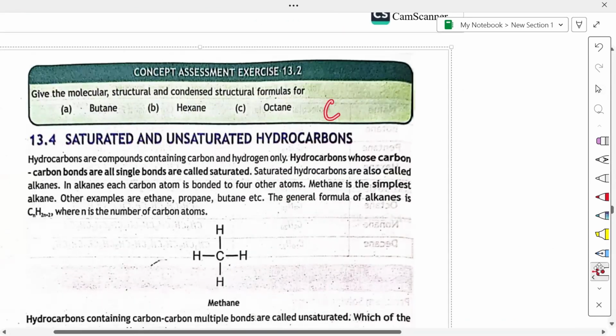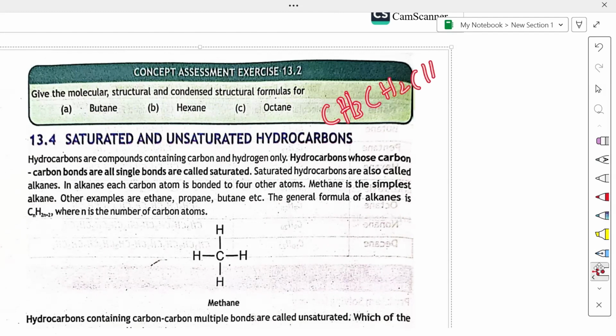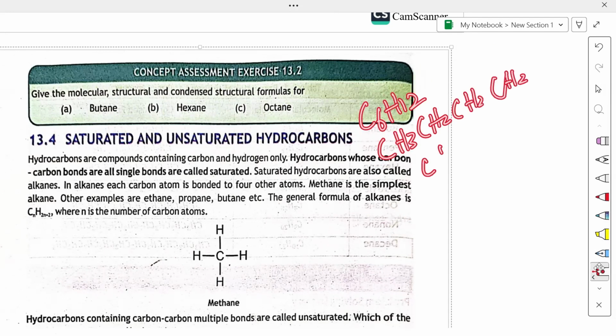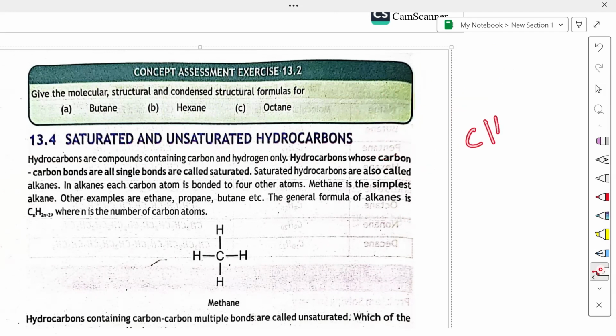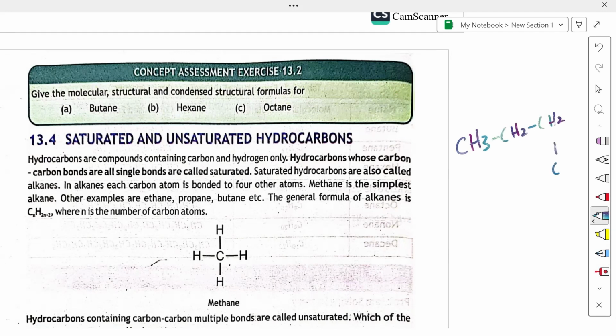So in the condensed formula, what will we have? CH3, CH2, CH2 and CH3, and the structure formula we have already drawn. Same for hexane, let's just write, what will the general formula be? C6H12. What will the condensed formula be? CH3, CH2, CH2, CH2, CH2, and CH3. Oh, that's removed. Let me rewrite it. CH3, CH2, CH2, CH2, CH2, and CH3. This is going to be the condensed formula.